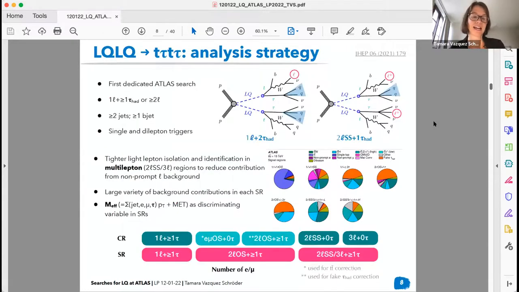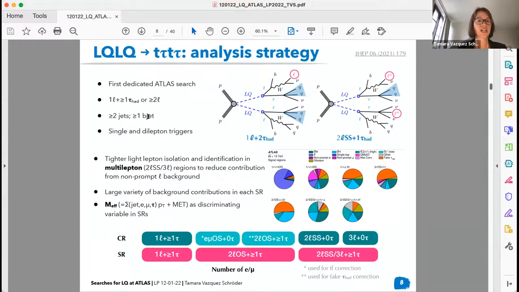So we dive into the first analysis, the leptoquark pair production to top tau, top tau. This is the first dedicated ATLAS search of its kind. And if we expand the tau and the top decays, you see that we end up with a large multiplicity of objects. So at the end, we categorize our signal regions into one lepton plus at least one tau, two lepton opposite sign plus at least one tau, and what we call the multi-lepton channel, which is two lepton same sign or three lepton plus at least one tau.